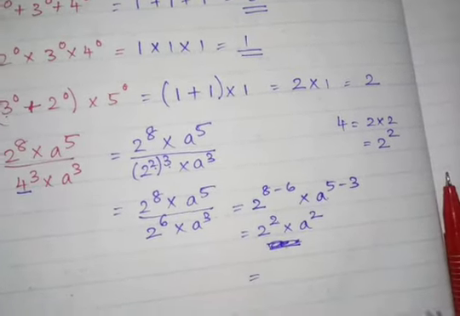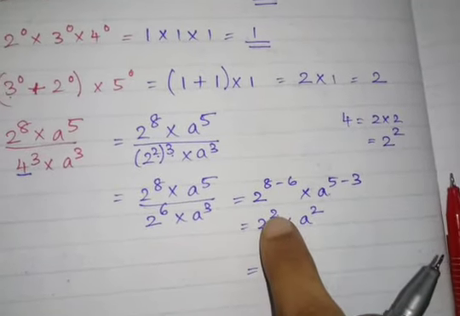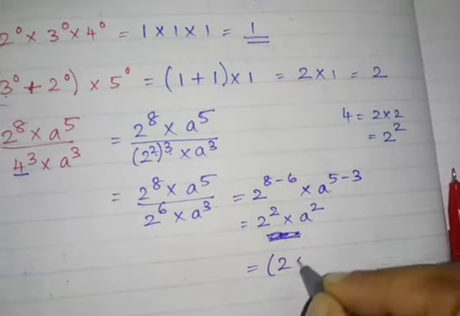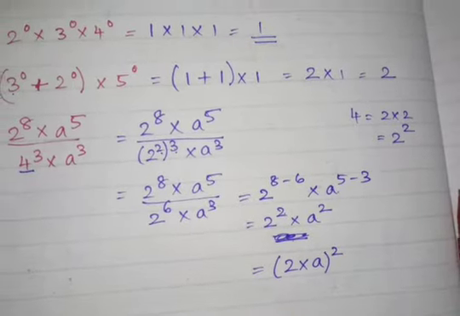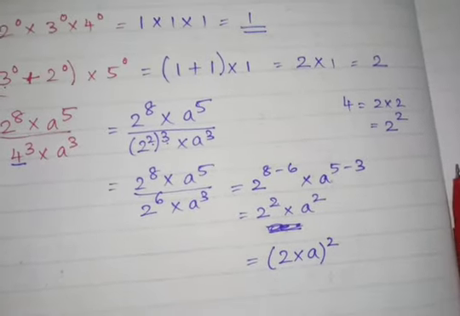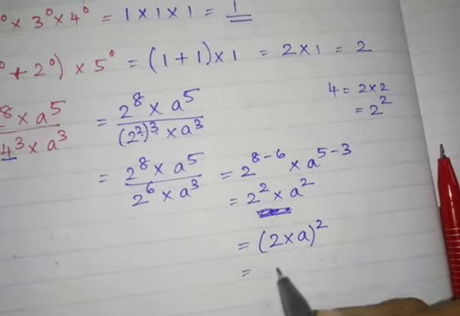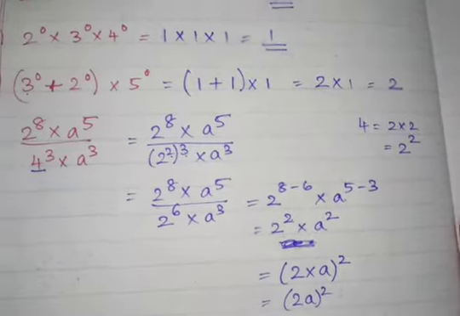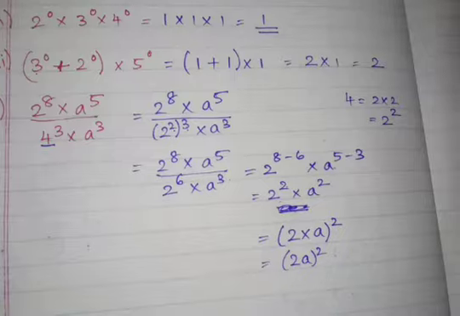See, after this one more thing you can proceed. It is a product and you have the same powers. So what you will do? 2 into a the whole square. It is important, children. You should simplify as much as you can. 2 into a means 2a the whole square. So the answer is 2a the whole square.